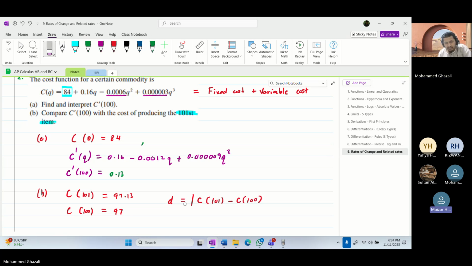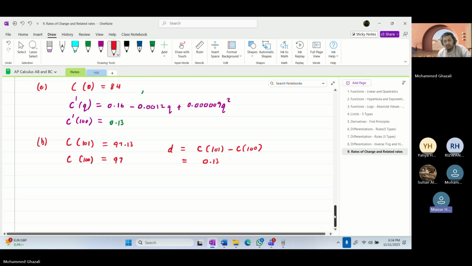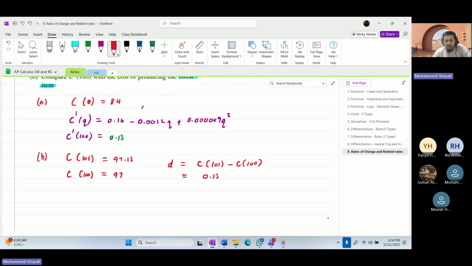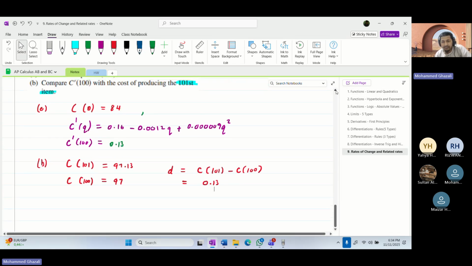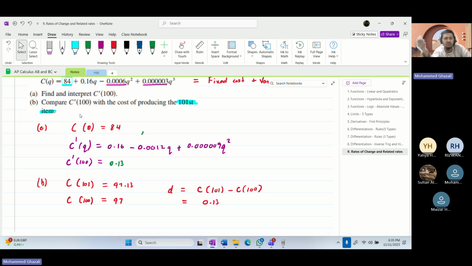The difference is the derivative, right? Yes. What is this? 0.13. Because the derivative is the slope, so it represents the difference. Listen, that's what the derivative means. In application, that's where you will understand what the derivative means when you substitute values. So find and interpret C prime 100. You have to say this is the cost of producing the 101st item. That's what it is basically.